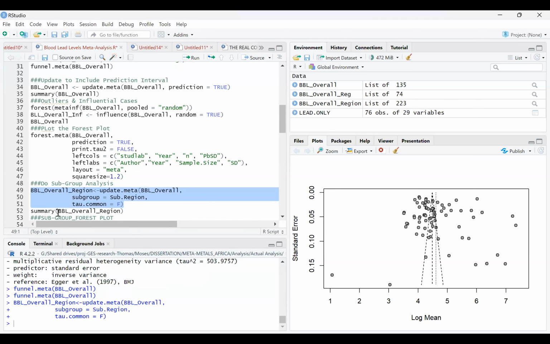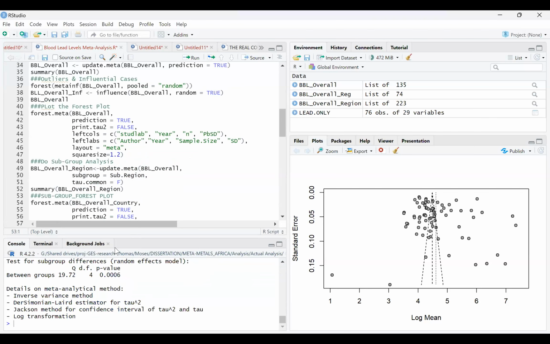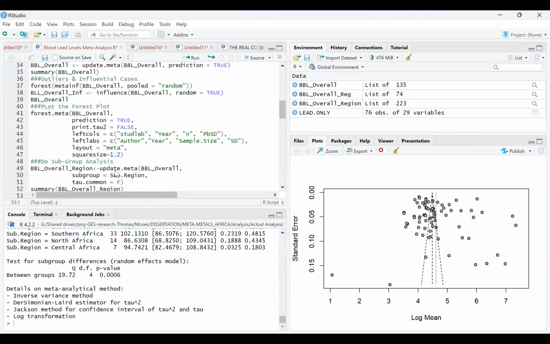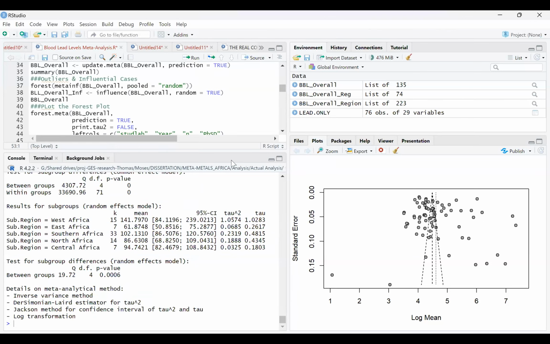And then simply click summary, and then you run it. Do you all see it? Do you all see the results now here? If you do, say yes.